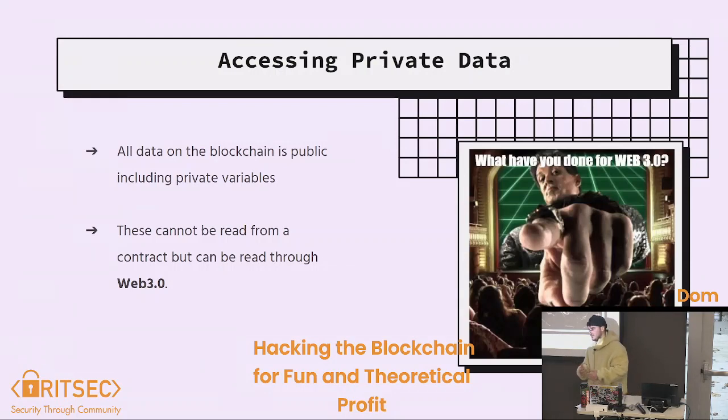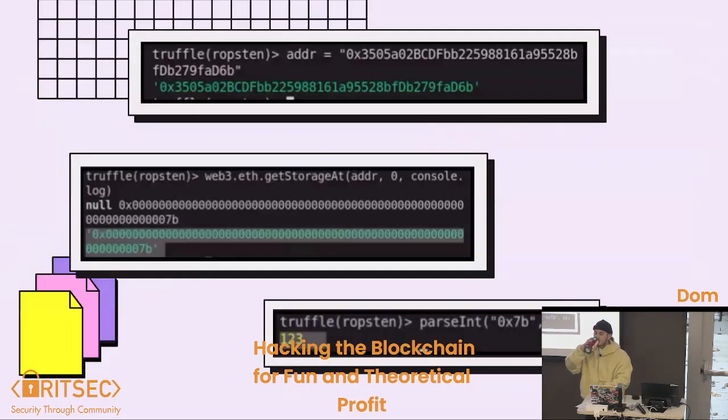Like I said, all data on the blockchain is public, including any of those private static variables. And so those can't be read directly from a contract, so from contract A to contract B. But what we can do is use a really cool thing called Web 3.0 to read those variables. So like we used Remix in the other demos, here we're going to use Truffle and a virtual environment known as Ropsten. Ropsten will deploy the contract, and then Truffle will allow us to interact with those contracts.